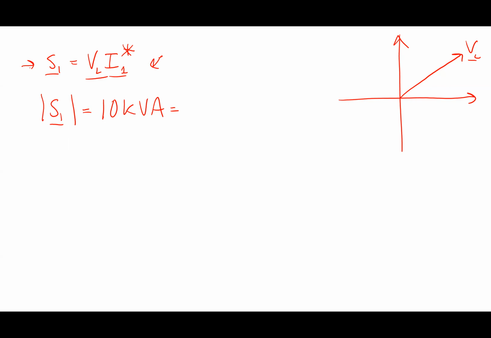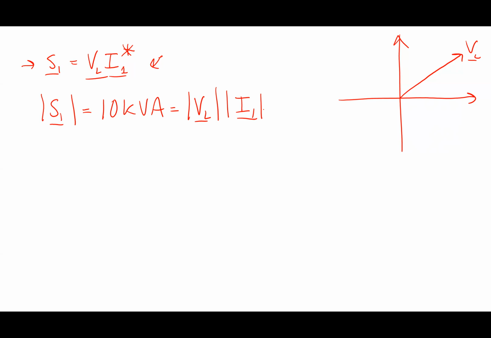Well, yeah, so 10 kVA here has to be equal to the magnitude of VL times what? Magnitude of I1. Technically, it's the magnitude of I1 conjugate, but what's true about I1 and I1 conjugate? What's true about their magnitudes? Same, right? So basically, I have that relationship here.